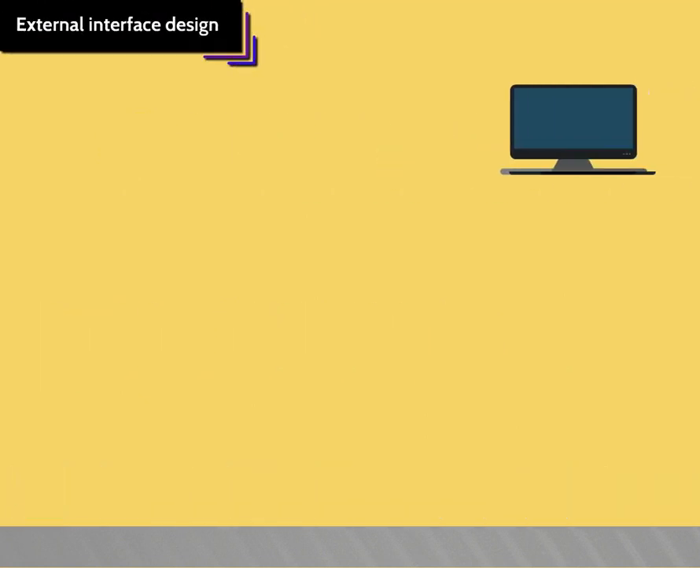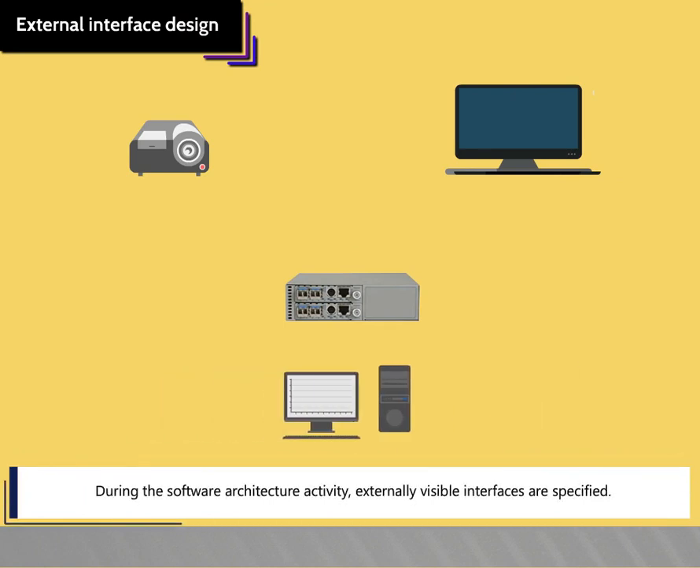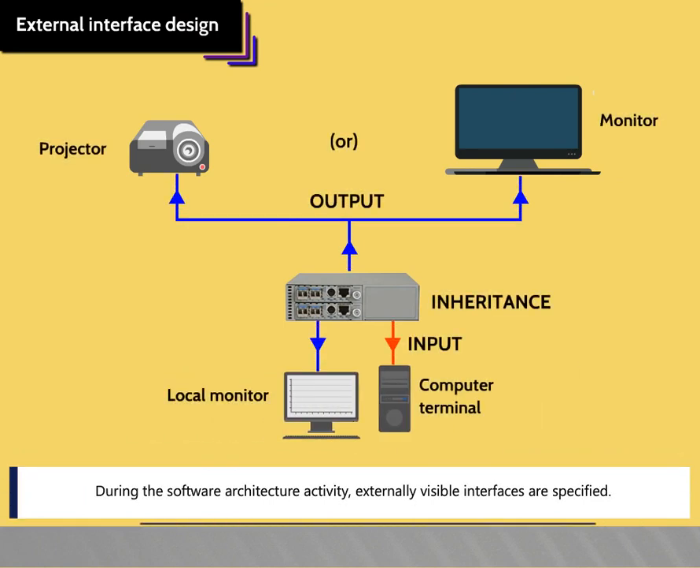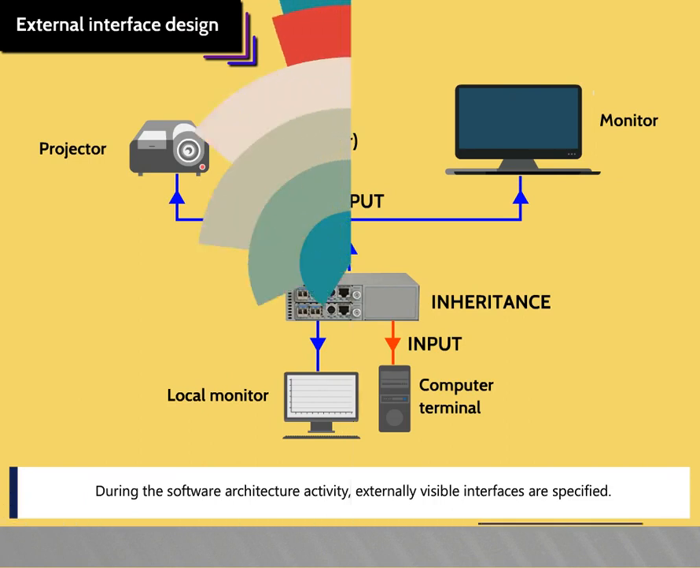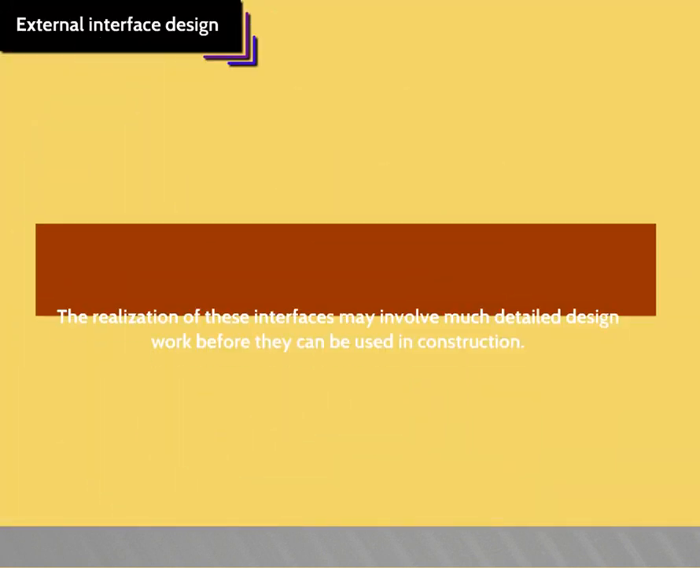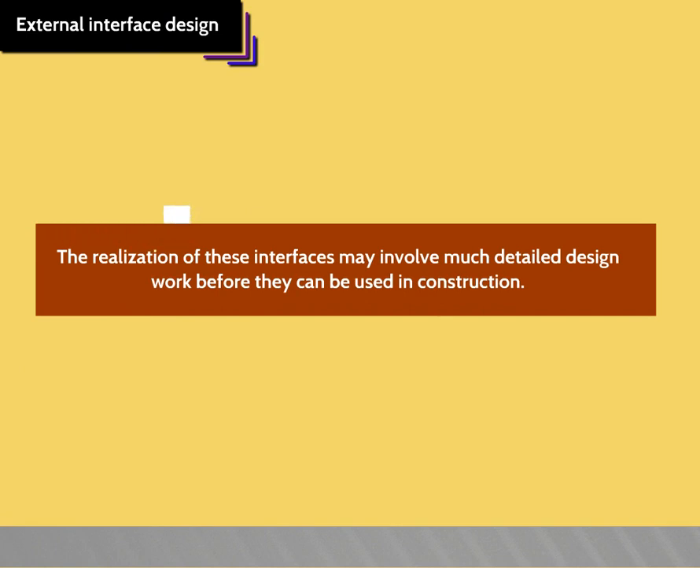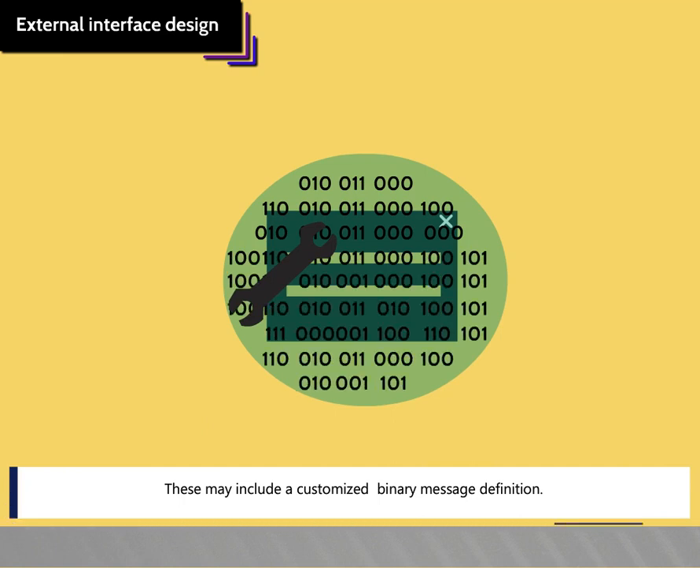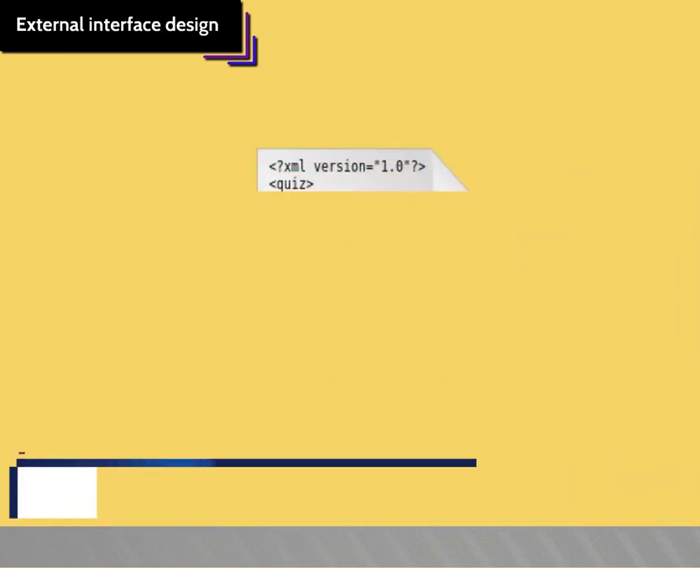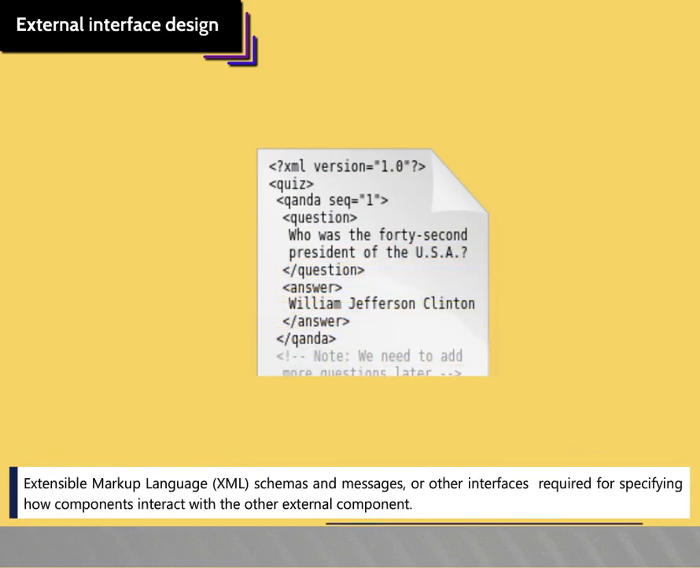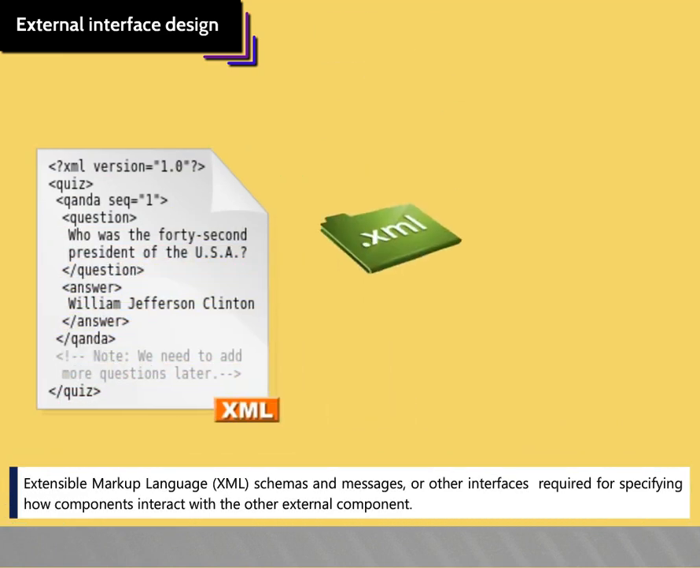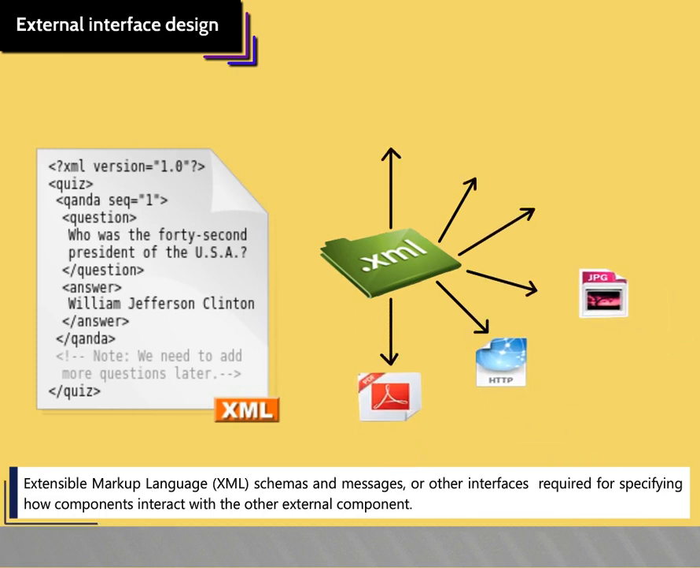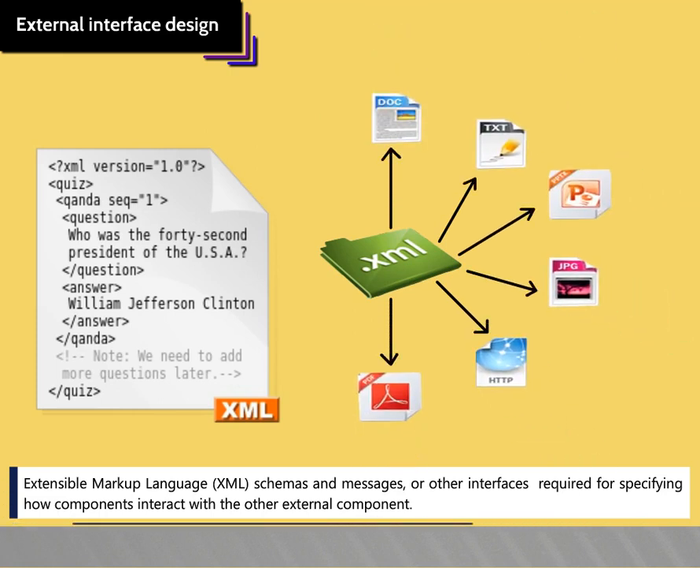External interface design. During the software architecture activity, externally visible interfaces are specified. The realization of these interfaces may involve much detailed design work before they can be used in construction. These may include a customized binary message definition, extensible markup language, that is XML schemas and messages or other interfaces required for specifying how components interact with the other external component.